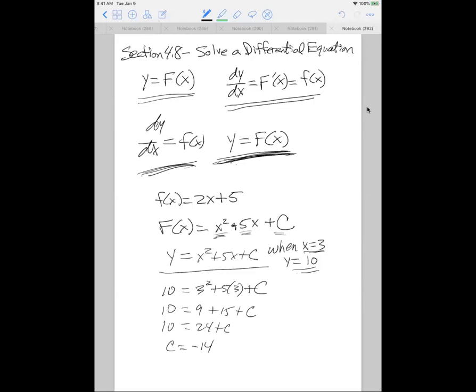So the particular solution for the problem that we were given is going to be capital F of x equals x squared plus 5x minus 14. And it's really important that you check and make sure it's the correct answer. When you plug in 3, do you get 10? Check it. Got it. When you take the derivative of this, do you get 2x plus 5? Yes, you do. Got it. So you do need to check and verify that the solution works.